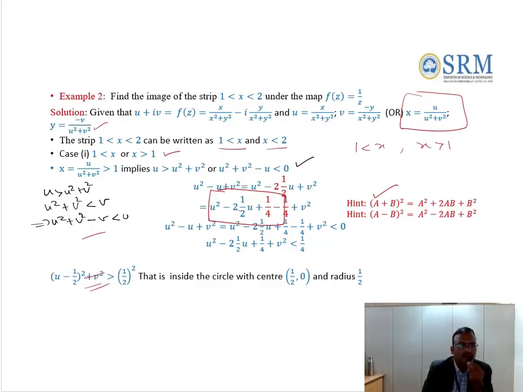(u − 1/2)² + v². We have another −1/4. You just pull this −1/4 to the right hand side.